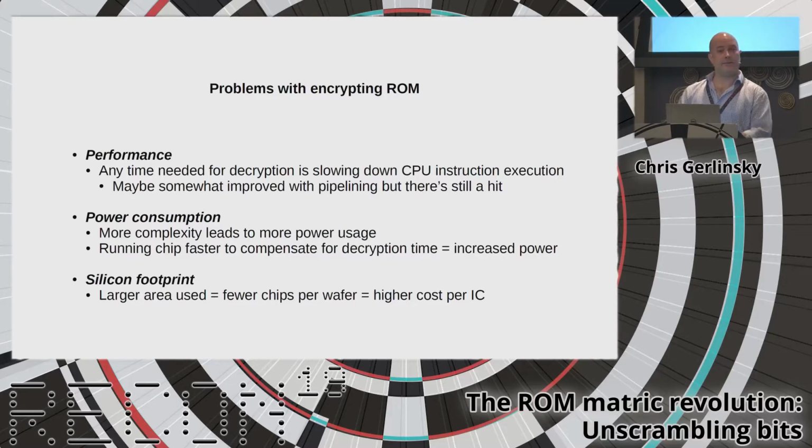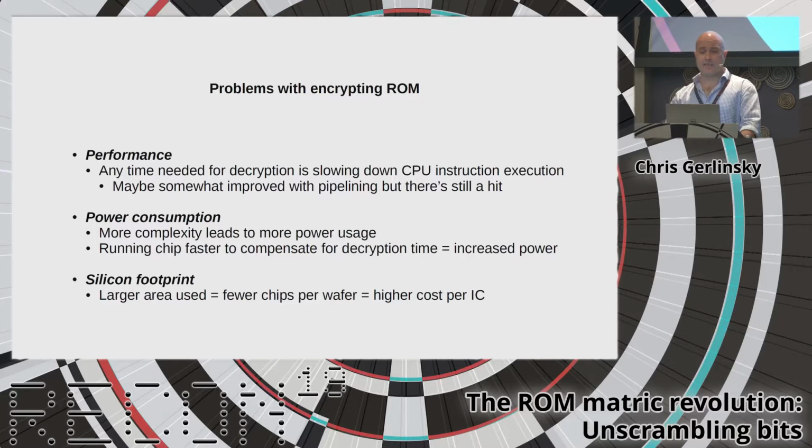Anytime that you need to fetch a byte from ROM, which is for every instruction that's executed when you're executing from ROM, you need to be able to decrypt that byte. And you need to be able to select any arbitrary address and decrypt that byte. So if your decryption process takes any time at all, now you've slowed down your chip for every instruction that's executed based on that decryption time.